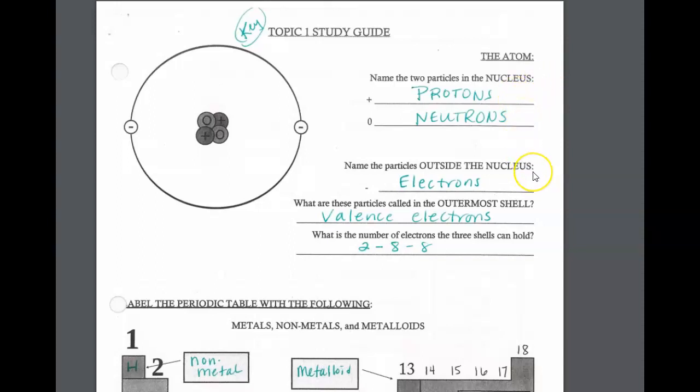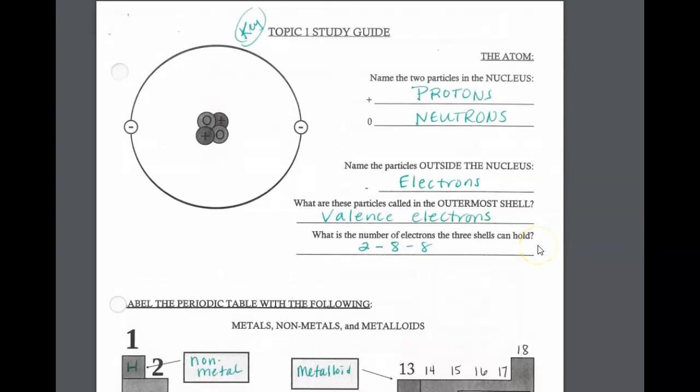Name the particles outside the nucleus. The particles outside the nucleus are the electrons. So electrons are outside the nucleus. What are these particles called in the outermost shells? They're called valence electrons. Valence electrons are the particles in the outermost shell.